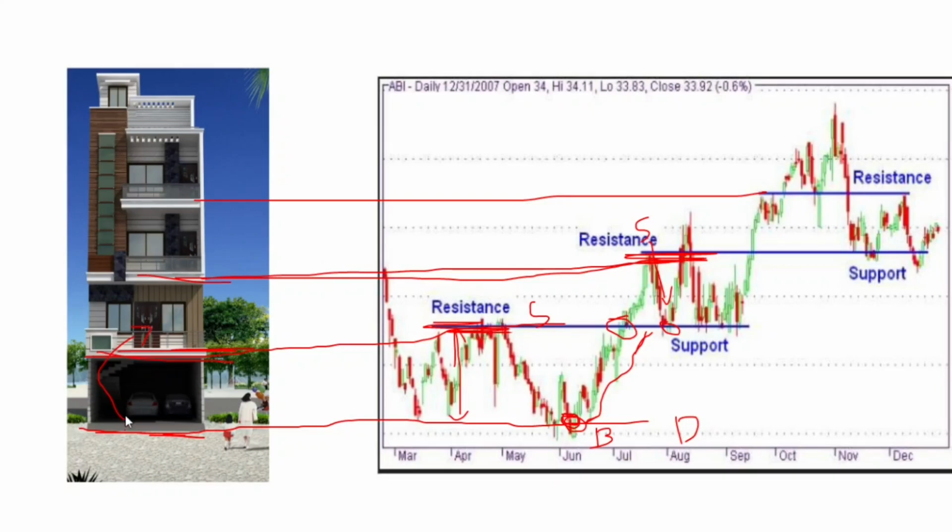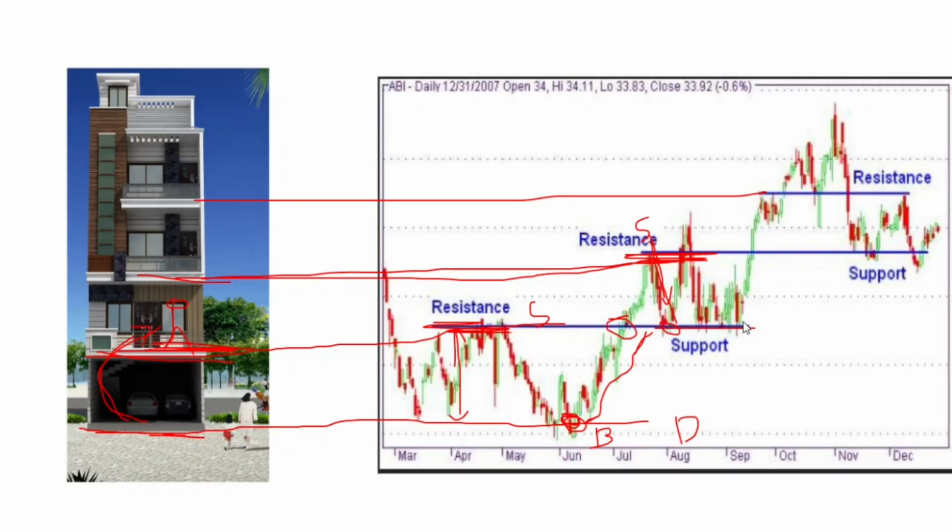So what happens, as you saw in the building example, you went from here. Now the top of the ground floor becomes support for the first floor. You're standing on top of the ground floor, and that becomes support for you now. The same thing happens with the chart. Once you cross the first resistance, that resistance becomes support when the price is making a downfall. So this will become a support for now.